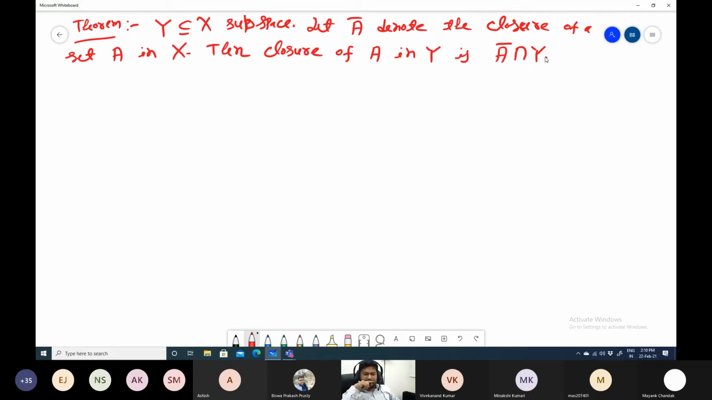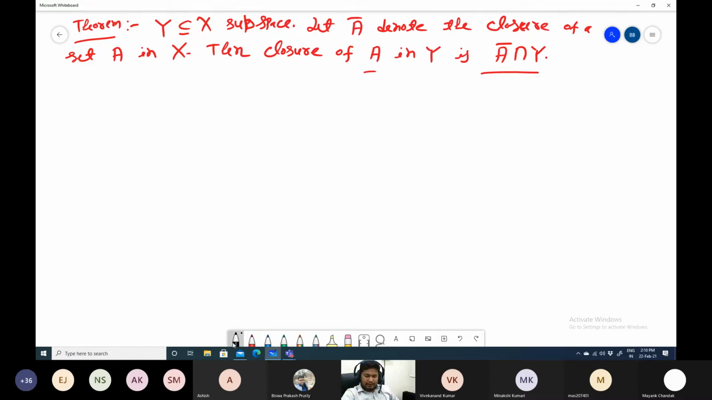Did you get the statement? So Y is a subspace of X, and A closure denotes the closure of A in X. Then what will be the closure of A in Y? That is this. We will prove that.